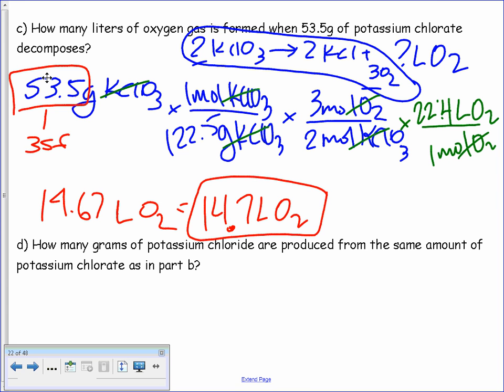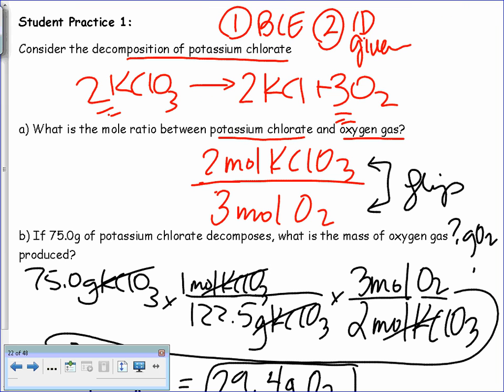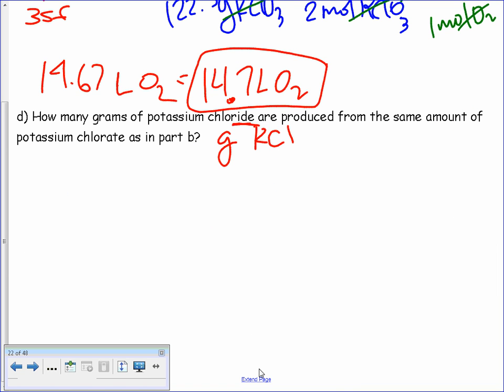Okay. Last one for now. Question is what? Grams of, which is, spell it out. KCl. Chloride, right? You gotta pay attention to that ending. So now we're going to grams of KCl, produced from the same amount of potassium chlorate as in part B. So how much potassium chlorate did we have in part B? 75 grams. Okay, so what do we call that? Our given. Okay, so 75.0 grams of KClO3.